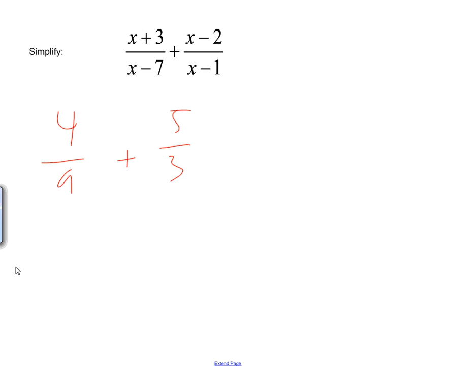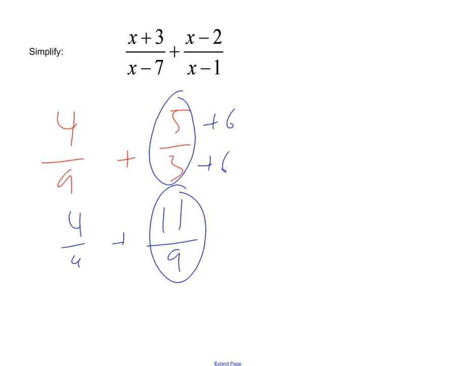It is important to note here that when you make common denominators, you are not allowed to add numbers to the top and the bottom to turn this into 4/9 plus 11/9. That doesn't work because we didn't multiply by 1. We added to the top and the bottom, and 5/3 is not the same as 11/9. This would be a mistake.